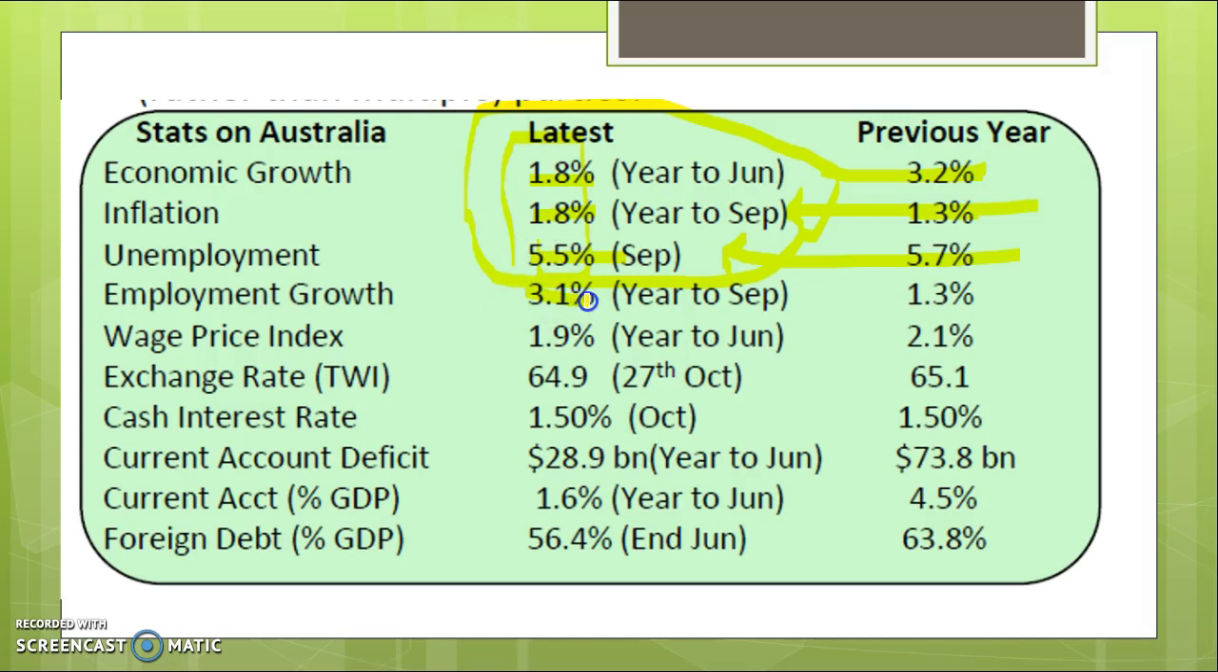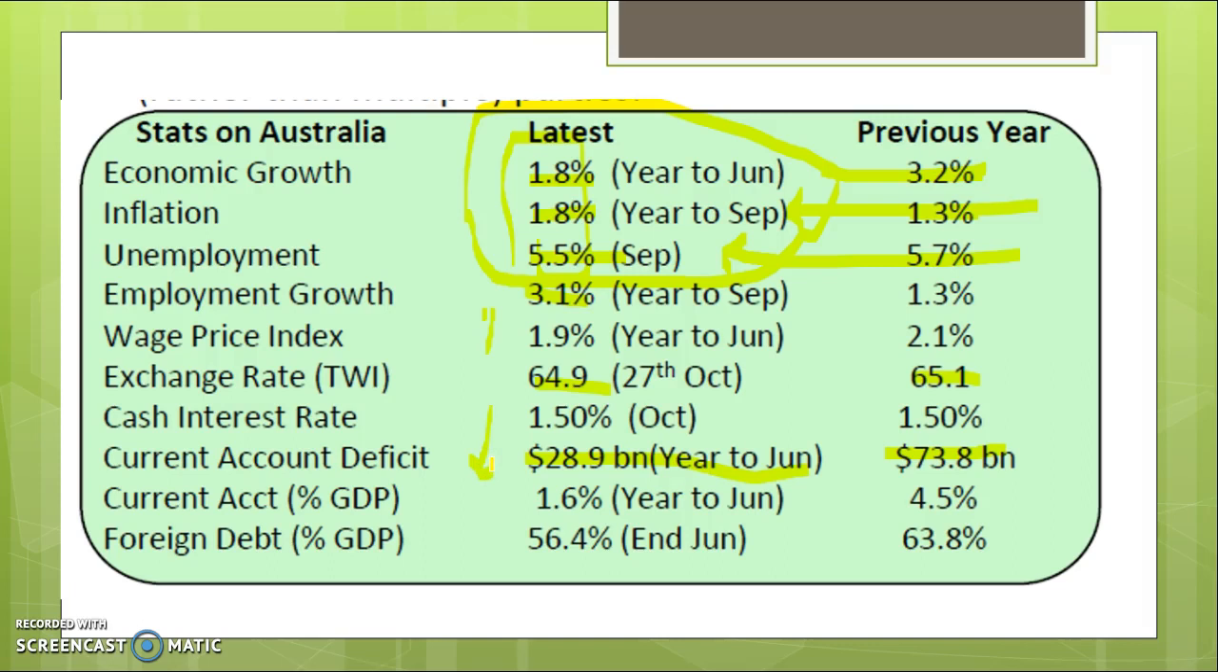As you can see, employment growth has been quite strong. The wage price index growth is still quite low at 1.9%. The exchange rate is pretty much roughly what it was last year. The cash rate's not that important. This is a big one. The current account deficit is much lower than what it was last year. That's as a result of higher export volumes as well as higher commodity prices.